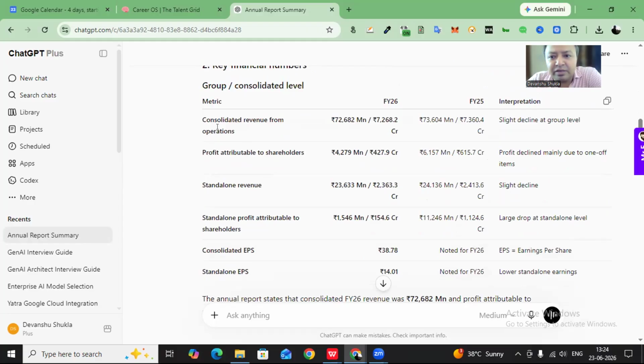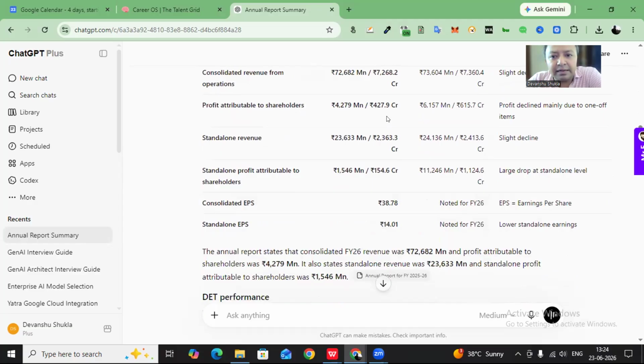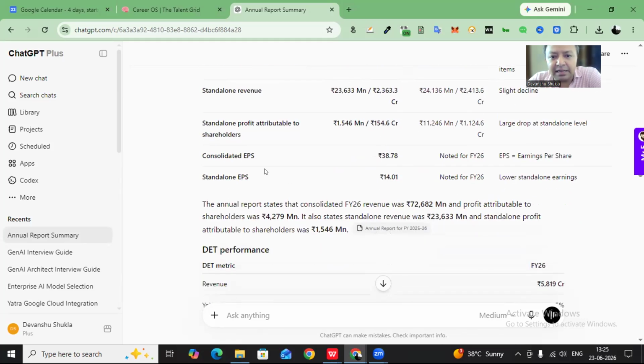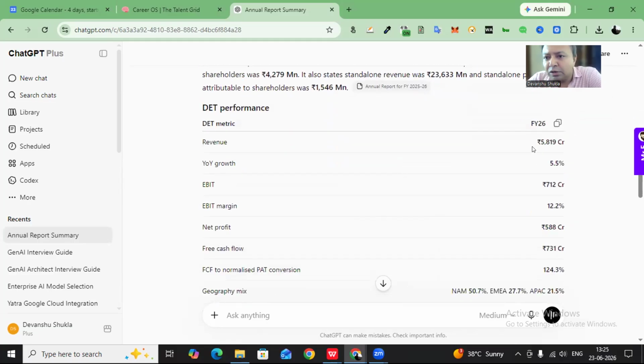Okay. Now, they have done good revenues in numbers. Consolidated revenue from their operations is around 7,268 crores. They made a profit of 427.9 crores. Their standalone revenue is around 2,363 crores. And these are their EPS figures: consolidated EPS is 38 rupees and standalone EPS is 14. So the company is doing good. So tentatively, Cyient is a 5,819 crore company. Their growth is around 5.5%.